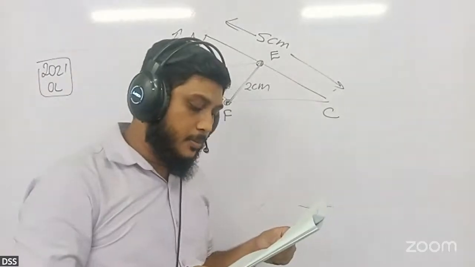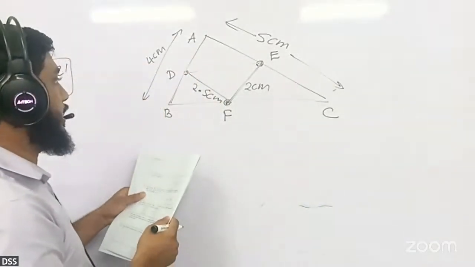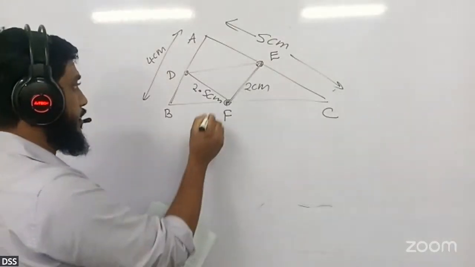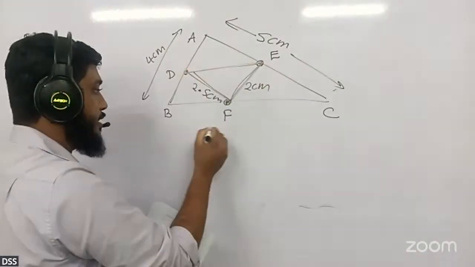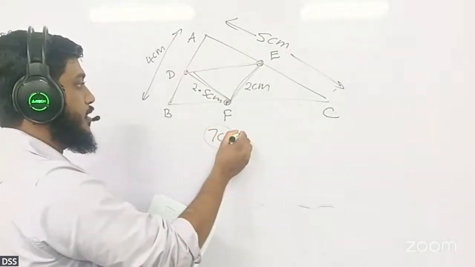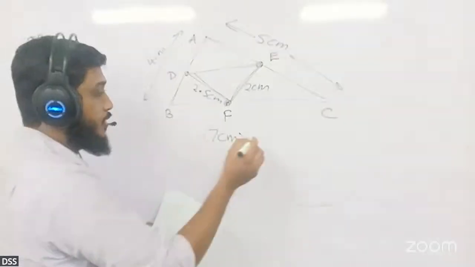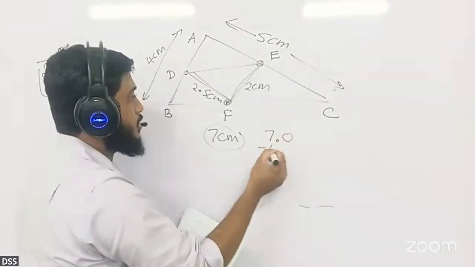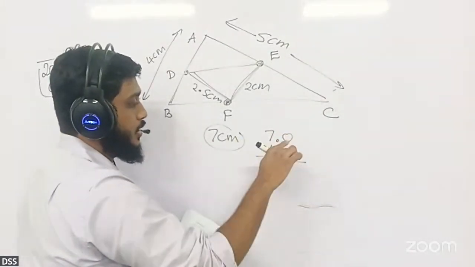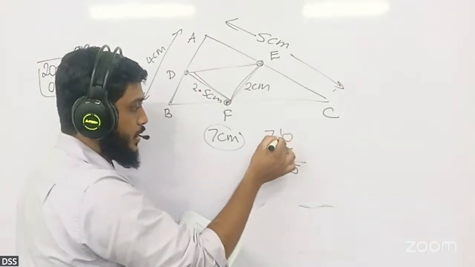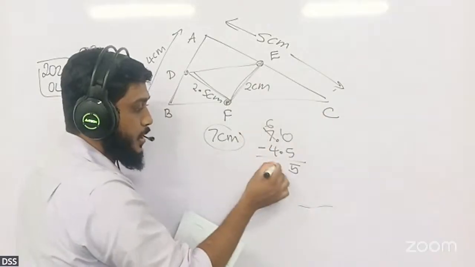They have given the perimeter of the triangle DEF. DEF is how much? 7 centimeter. They are telling that if you add all three sides, that is equal to 7 centimeter. So this is 2 centimeter and this 2.5, that means 4.5. Then from 7.0 you have to minus 4.5. Be careful. 10 minus 5 is 5. 6 minus, again when you borrow 10, this becomes 6. 6 minus 4 becomes 2.